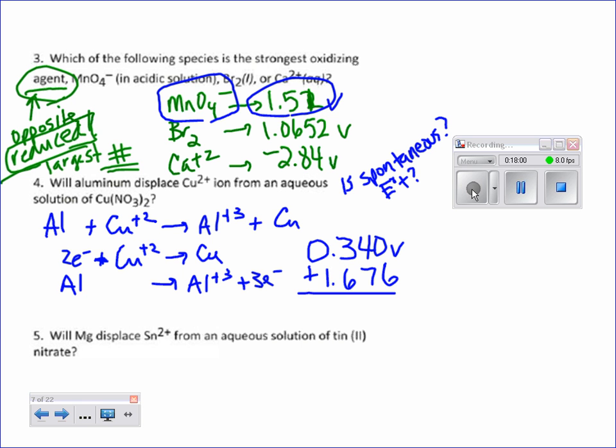So when we do this, we end up getting about 2.01 volts. We don't need the actual value, but what does this tell you? Positive, so it's spontaneous.